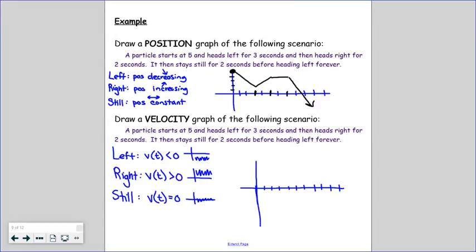The place our velocity starts has no impact on our position. So although it tells us that it starts at 5, that really doesn't tell us where to start our velocity function. But we do know that it is heading left for the first 3 seconds. Well, heading left means my graph needs to be below the x-axis for the first 3 seconds. So it's going to start below the x-axis, and up to 3 seconds, we will be below the x-axis.